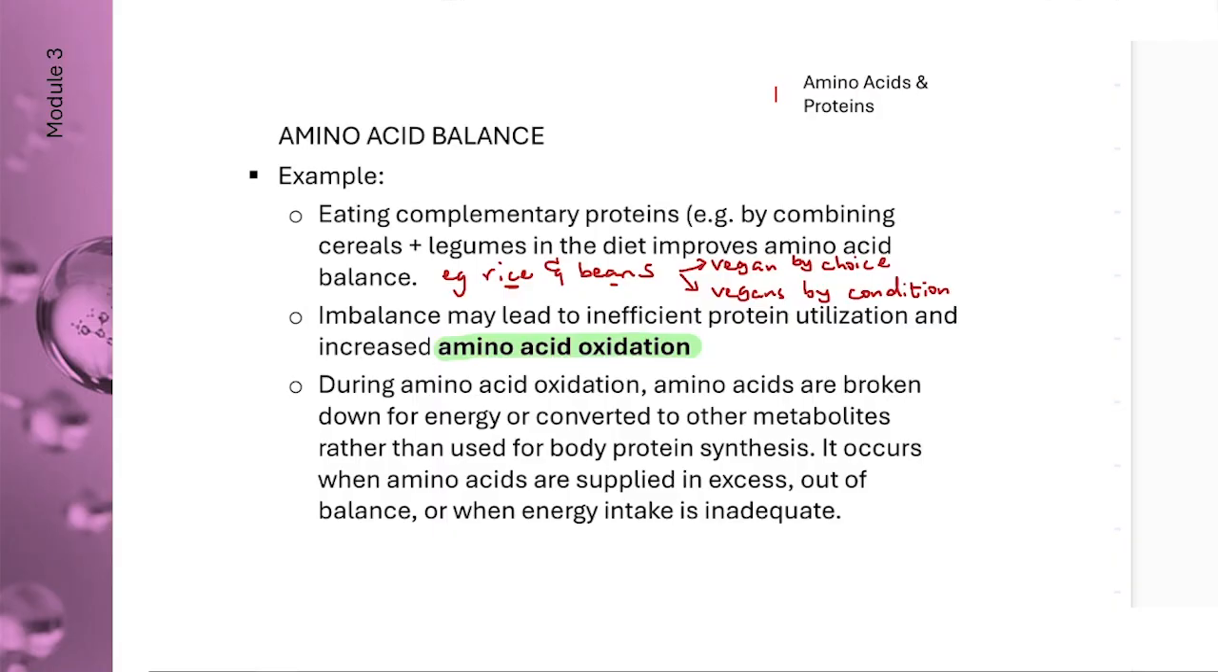So that is actually what happens when you don't supply them in the diet, and we call that amino acid oxidation. And during amino acid oxidation, what happens? Amino acids are broken down for energy and converted to other metabolites that are needed for protein synthesis. So this happens when those amino acids are either in excess or inadequate.